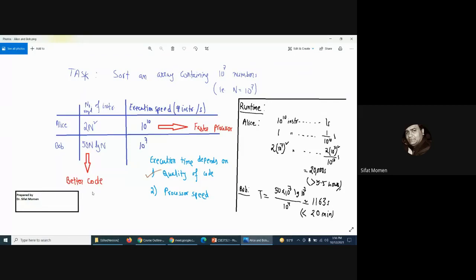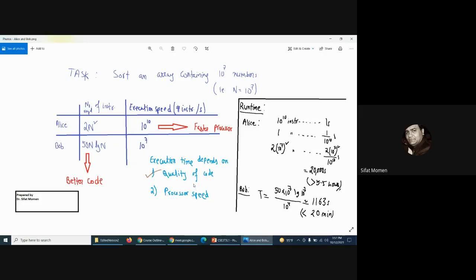Yes, sir. But if you look at the execution speed or processor speed, Alice uses a computer which executes 10 to the power 10 instructions every second. Bob's computer executes 10 to the power 7 instructions every second. So Alice has a faster processor, right, Nakina? Yes, sir. And execution time depends on both things. It depends on the quality of the code as well as the processor speed.